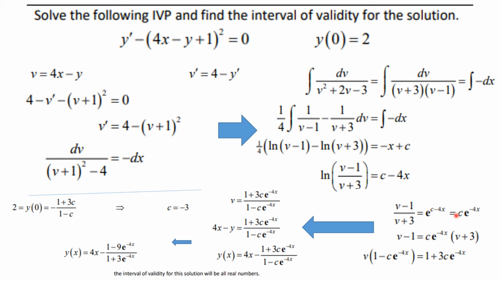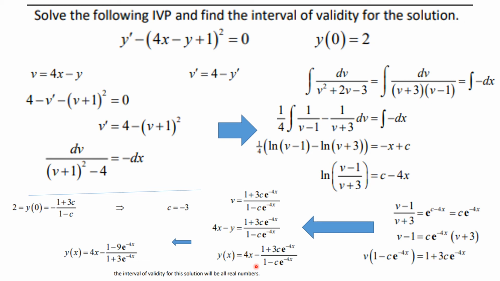And again we change the definition of c. Instead of it being c, it's going to be replaced by e to the c, but we're still going to call it c. And now we have to solve this expression for v. Make sure you follow this step, but we solve this for v, and we find that v is equal to this. And now we can substitute what v was in terms of x and y and solve for y. We get this.